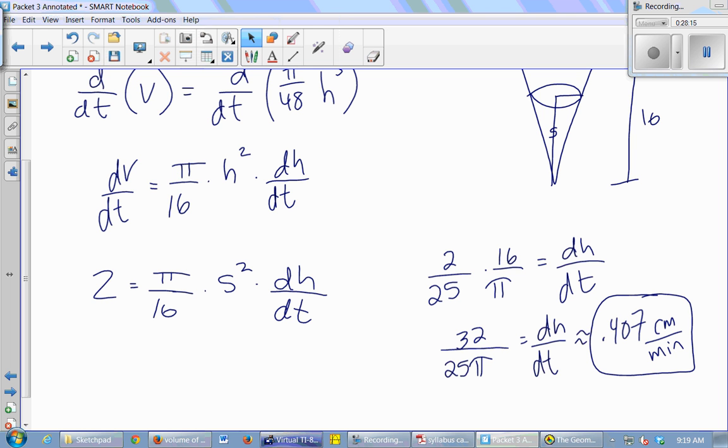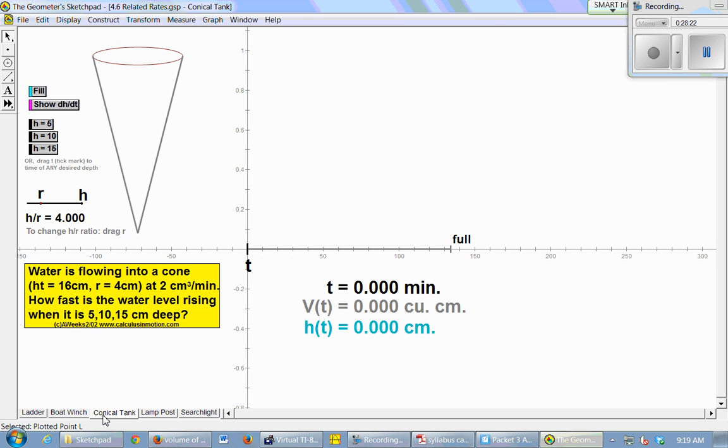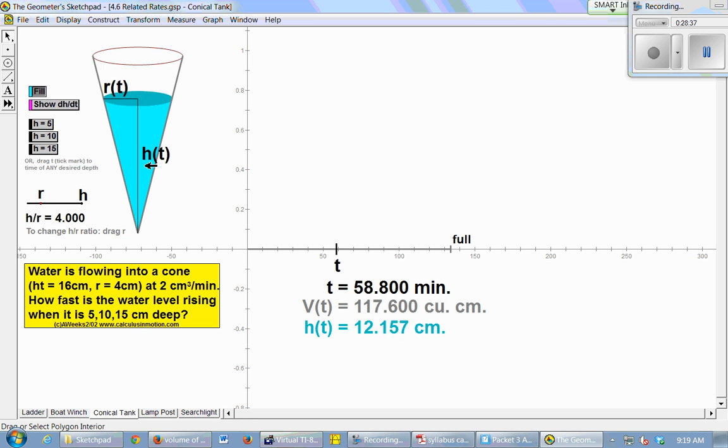Okay, we can check our answer with this Geometer's Sketchpad thing. Here's my cone-shaped tank, right? Water's flowing in. So I'm going to fill the tank. You can see that as the tank fills, the height gets higher, the radius gets bigger. And the height is changing faster near the bottom, and it slows down as we get towards the top.